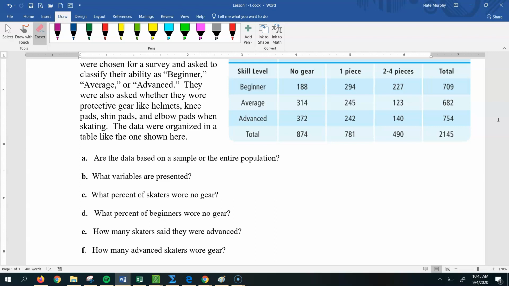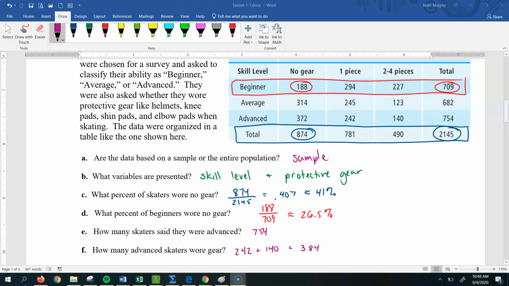So I want you guys to do your best to answer those questions, because these questions are just based on, do you understand how to read a table? So I want you guys to go ahead and pause the video and hit play when you're ready to check to see if you've got these 6 answers figured out. All right, let's see how you did here. Did you get these answers correct?